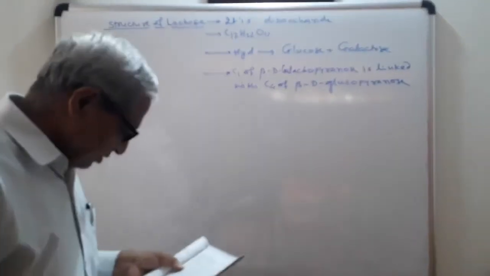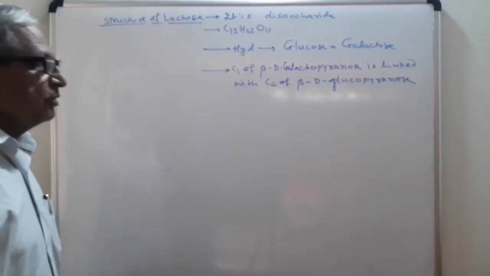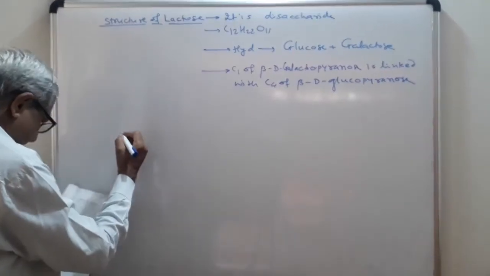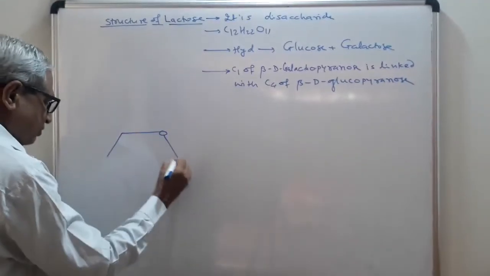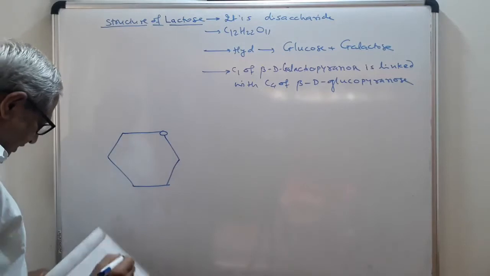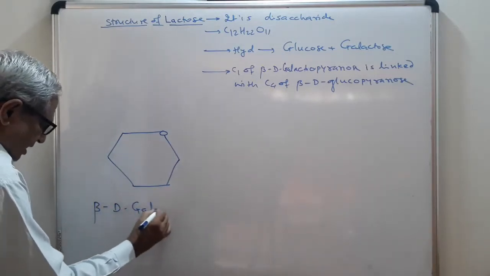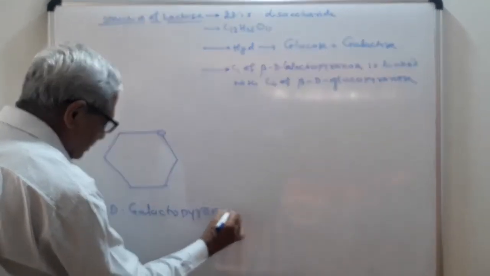In this case, C1 of galactopyranose is joined to the C4 of beta D glucopyranose. So first draw the structure of the galactopyranose: a 6-member ring containing an oxygen atom at the top. So you have to draw the structure of beta D galactopyranose.